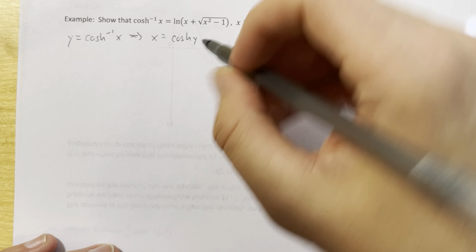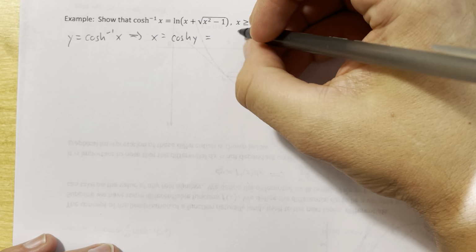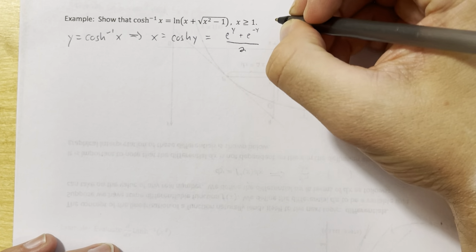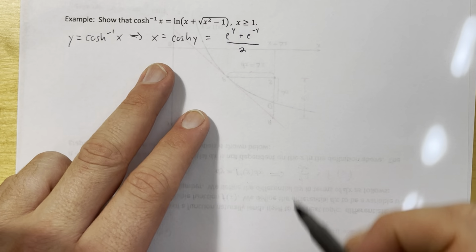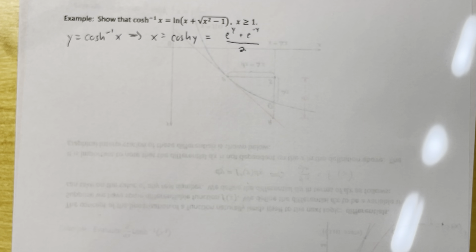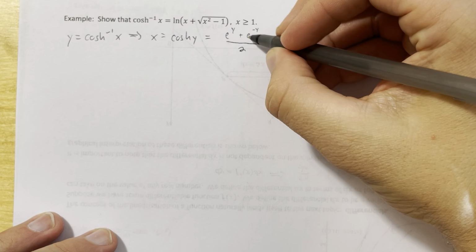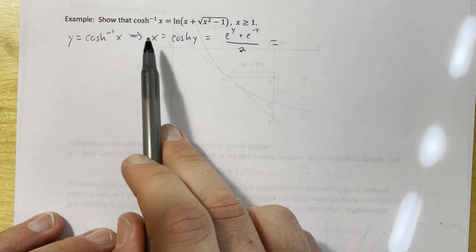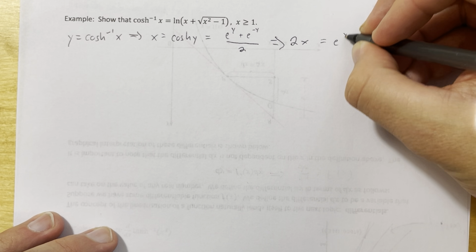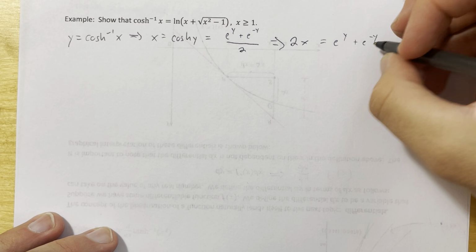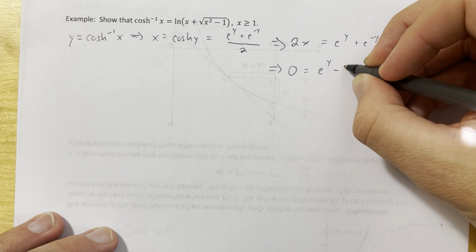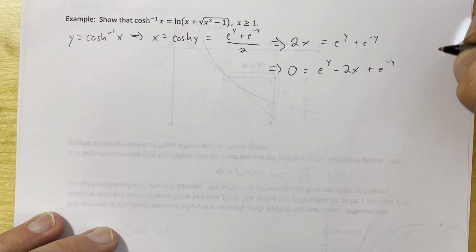So now that I defined x to be equal to cosh of y, let's use the definition of cosh. That's e to the y plus e to the negative y over 2. Okay? Now what I'm going to do is try to create something that looks kind of like a quadratic, and I'm going to end up using the quadratic formula. So I'm going to multiply both sides by 2, so that this side becomes 2x. And this side is now e to the y plus e to the negative y. Okay? Now I'm going to subtract the 2x over, so that I get e to the y minus 2x plus e to the negative y.